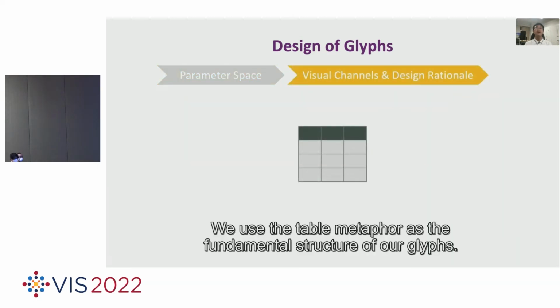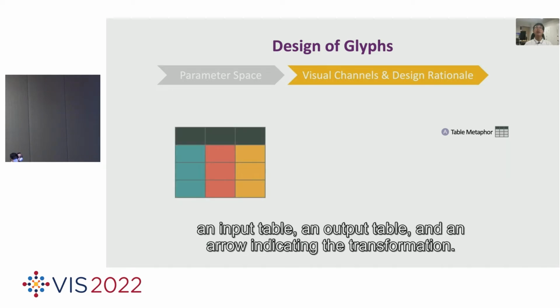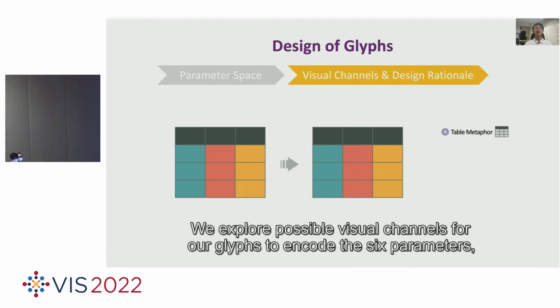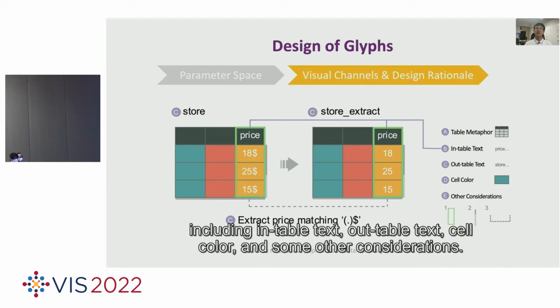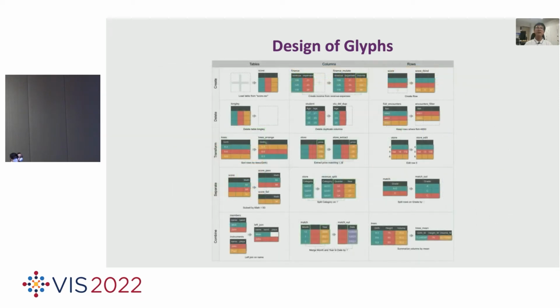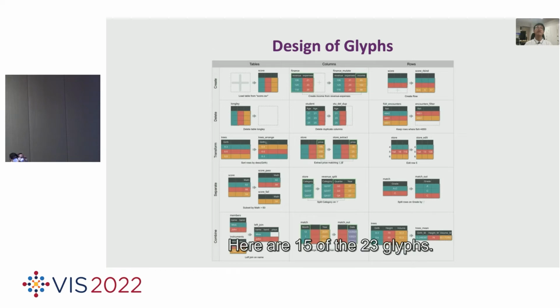We use the table metaphor as the fundamental structure of our glyphs. Each glyph contains 3 main parts, namely an input table, an output table, and an arrow indicating the transformation. We explore possible visual channels for our glyphs to encode the 6 parameters, including input table text, output table text, cell color, and some other considerations. Based on the design space, we derive a glyph collection to depict 23 types of data transformations. Here are 15 of the 23 glyphs.